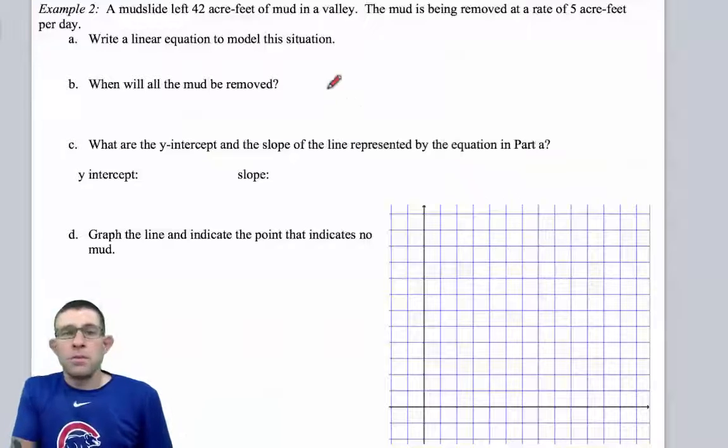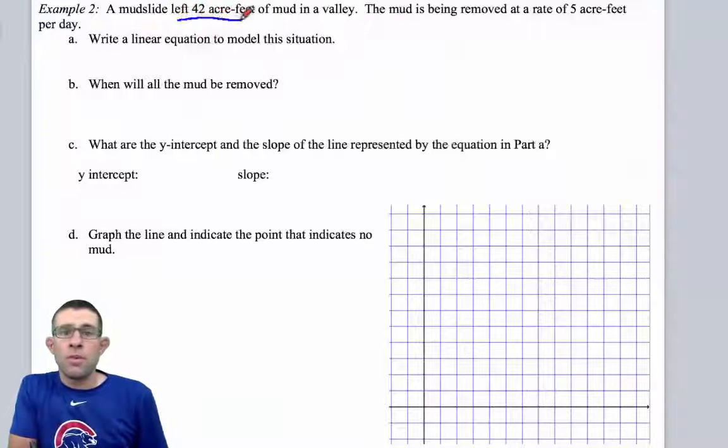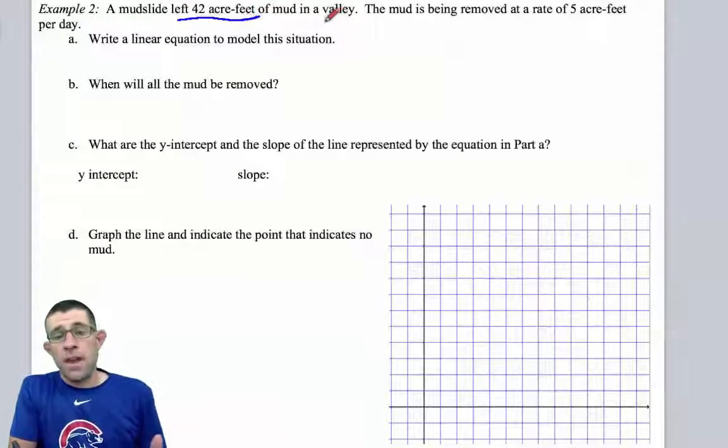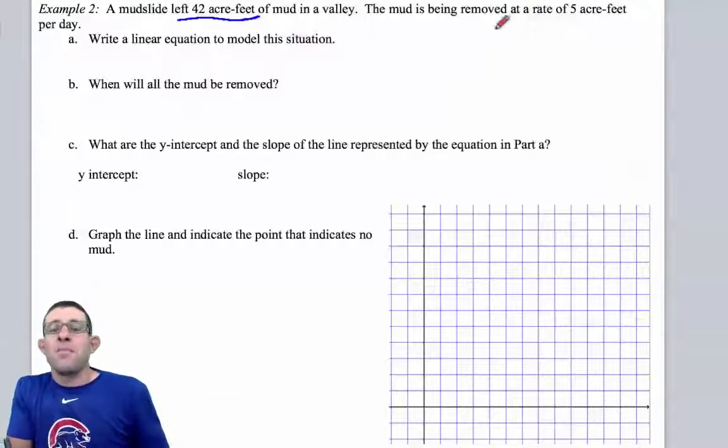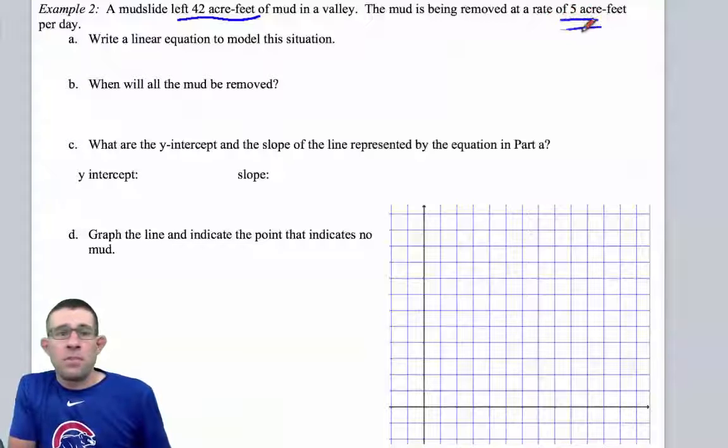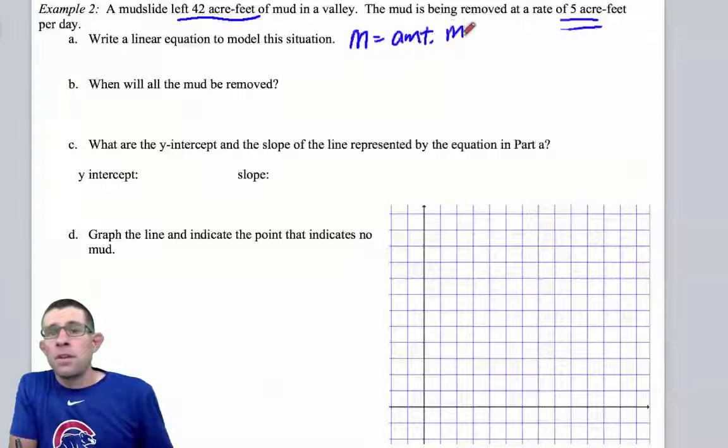In example 2, we read that we have a mudslide that left 42 acre-feet of mud in a valley. Sounds like a lot. I have no idea what an acre-foot is. The mud is being removed at a rate of 5 acre-feet per day. Let's write a linear equation to model the situation. So we're going to let m be the amount of mud in acre-feet, and we're going to let d be the number of days.